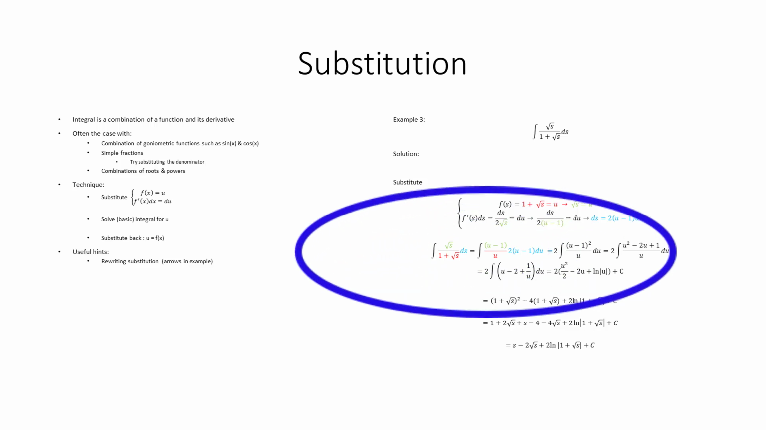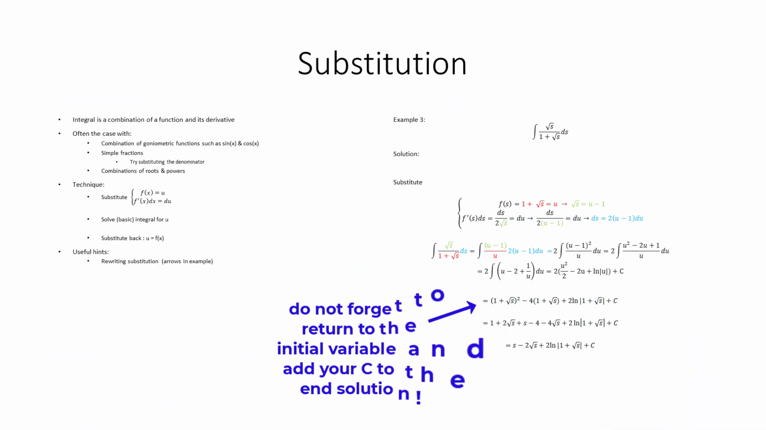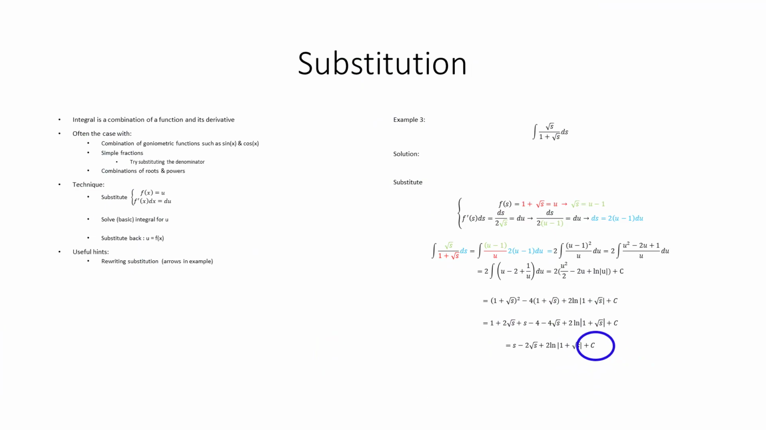After having done this, we have to work out and simplify our integral, but end up with basic integrals again. We also do not forget to replace our substitution back to our initial function and variable, and to add a capital C to the end solution.